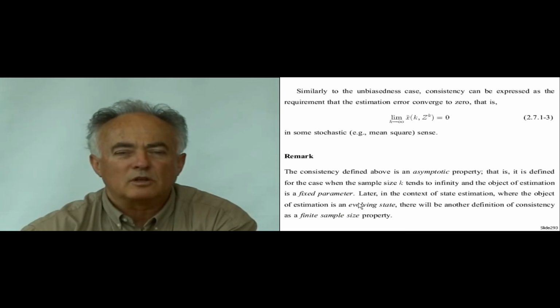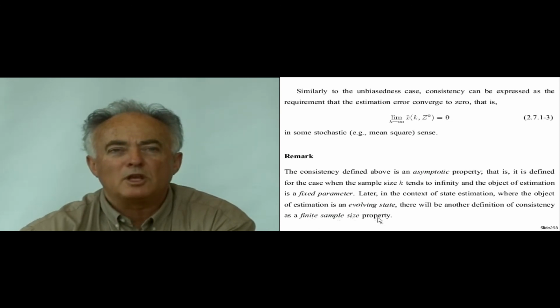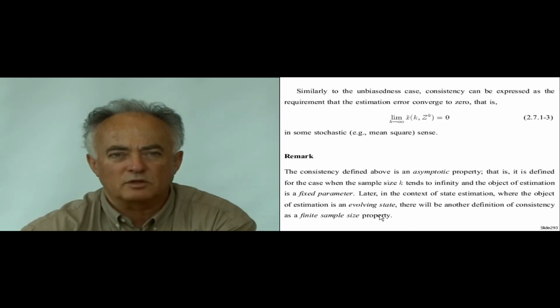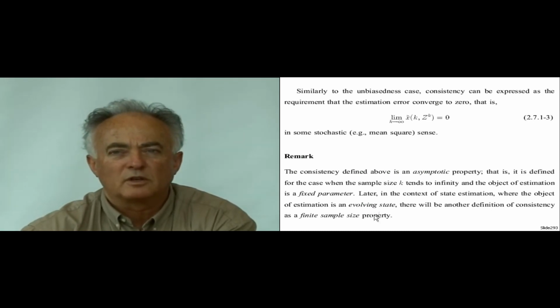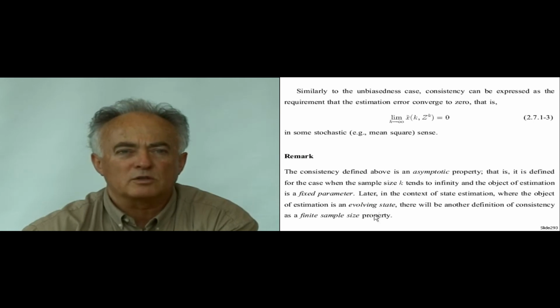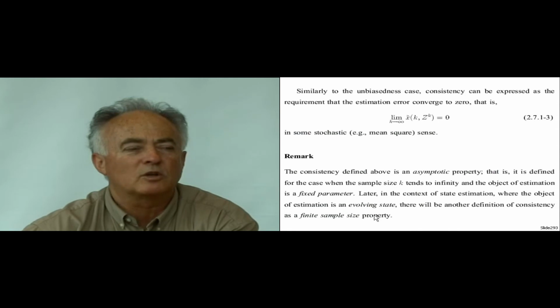Consistency in the dynamic situation will be defined as a finite sample size property, namely you get a variance. Your variance goes to steady state as opposed to converging to zero. And what you want is for the variance to be a representative, typical, honest indication of your accuracy. So this will be the new meaning of consistency in a dynamic context.